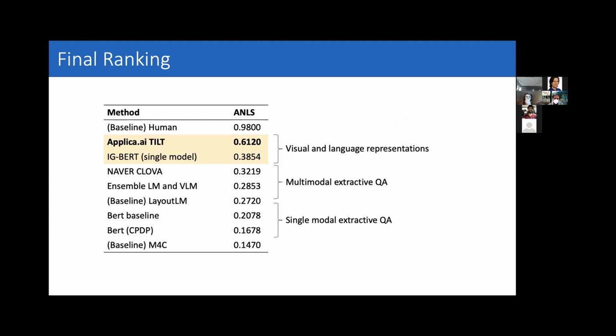This is the final ranking of the competition, where the Applica.ai method won, and the ICDAR single model is the runner-up of this competition. An interesting thing is that these two methods are visual and language representations that learn both modalities at the same time, while the following are multimodal extractive question answering methods, and the last ones are single modality extractive question answering methods.